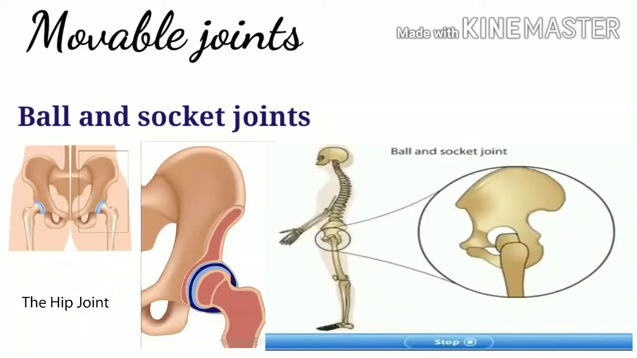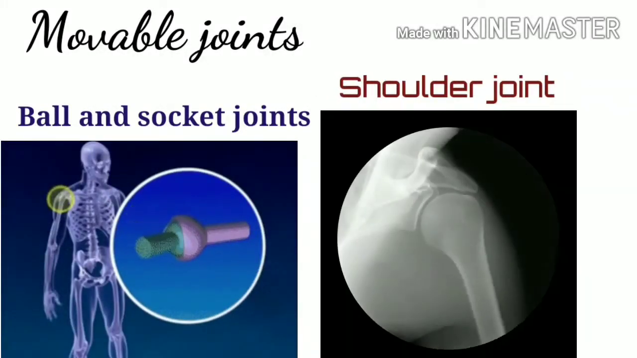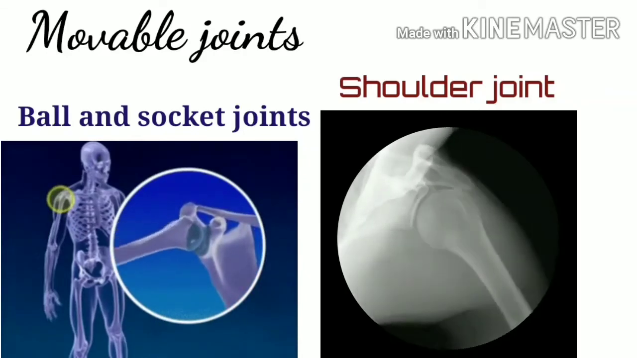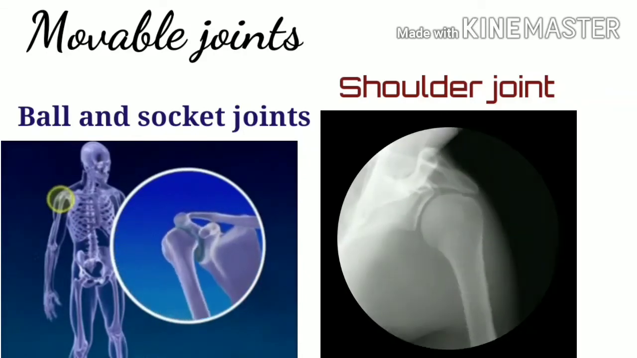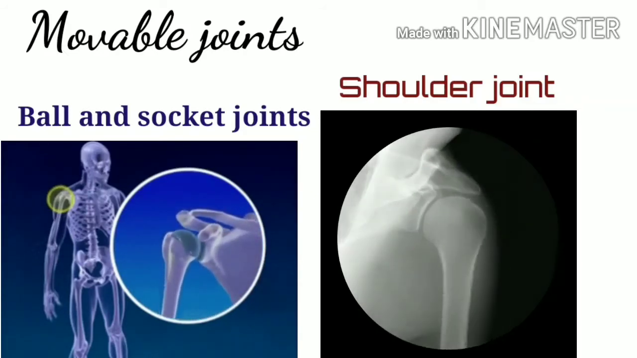Examples of ball and socket joint. First is hip joint. You can see in the picture how the hip bone is moving. Second example is of shoulder joint. You can see in the video that the upper edge of the upper arm is like a ball which fits into a cavity in the shoulder bone.